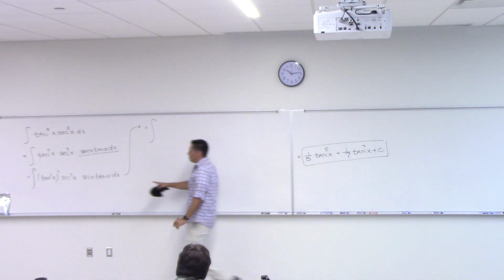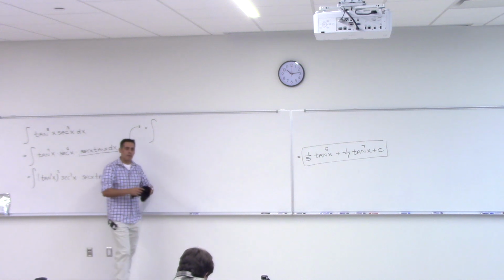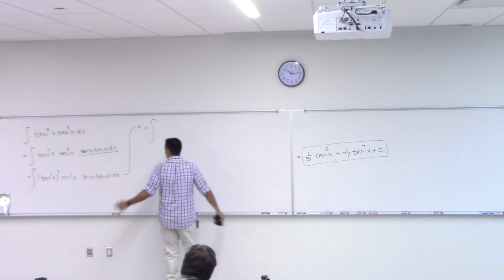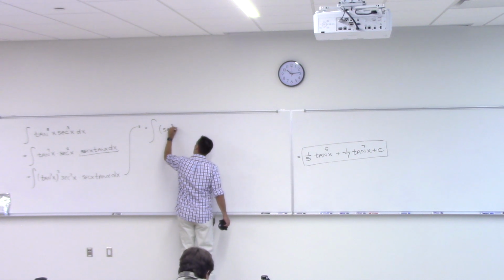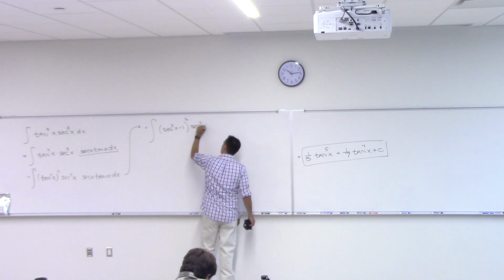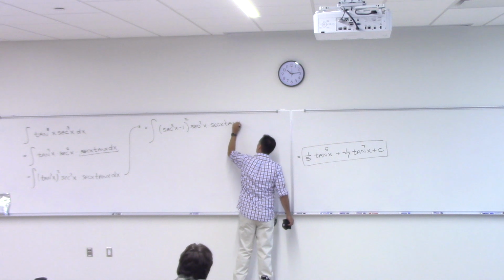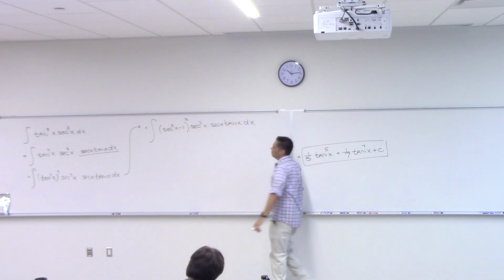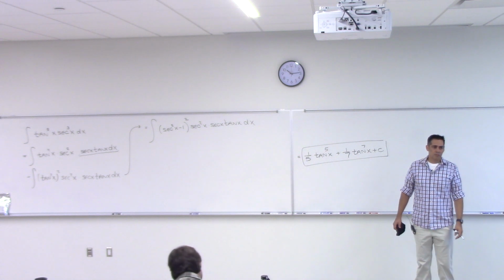Now we have to use a Pythagorean identity for tangent squared, so use that same identity, solve it for tangent squared. What is it? Secant squared x minus 1. Then squared, then secant squared x, and then secant x tangent x dx. Any questions on where the secant squared x minus 1 came from? No?